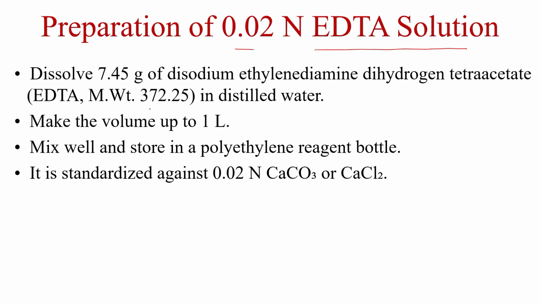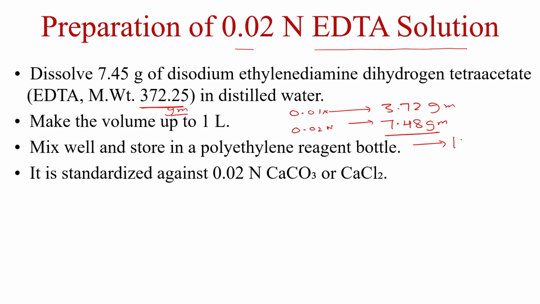Now EDTA molecular weight is 372.25 gram, and if you want to prepare 0.01 normal of it, you will have to take 3.72 gram, and if you want to prepare 0.02 normal, we will have to take around 7.45 gram. We will take slightly higher, we can take 7.48 gram also, because as we know it is easier to dilute rather than to concentrate. So 7.48 gram can be taken, and the volume can be made up to 1 liter with water.